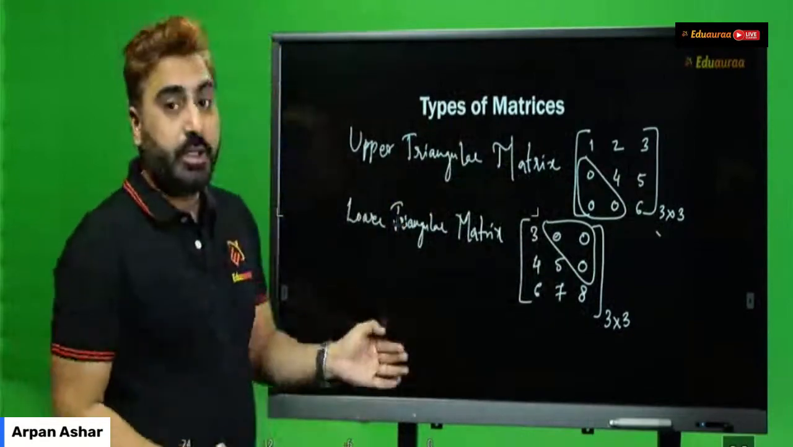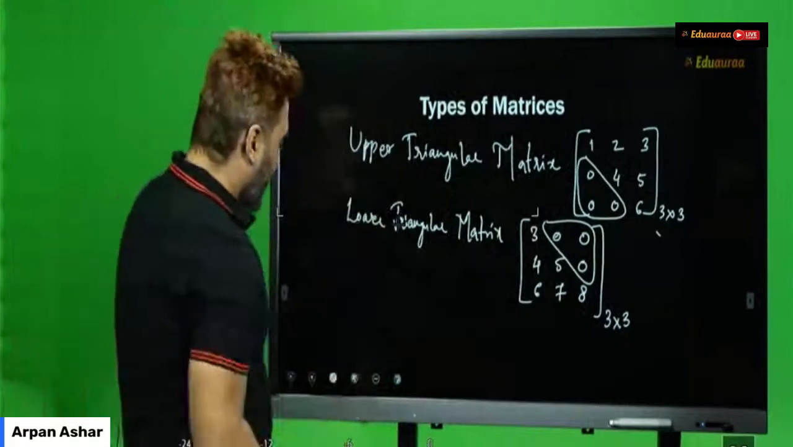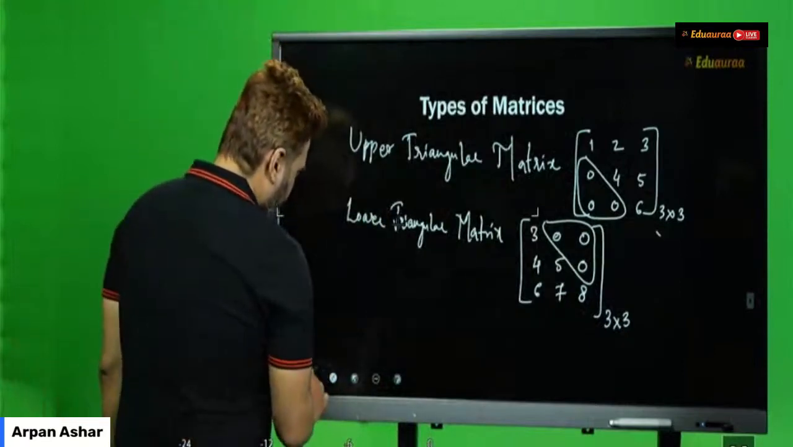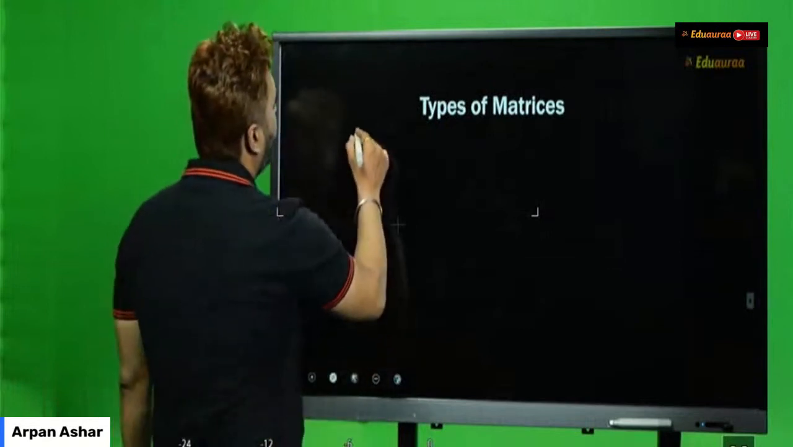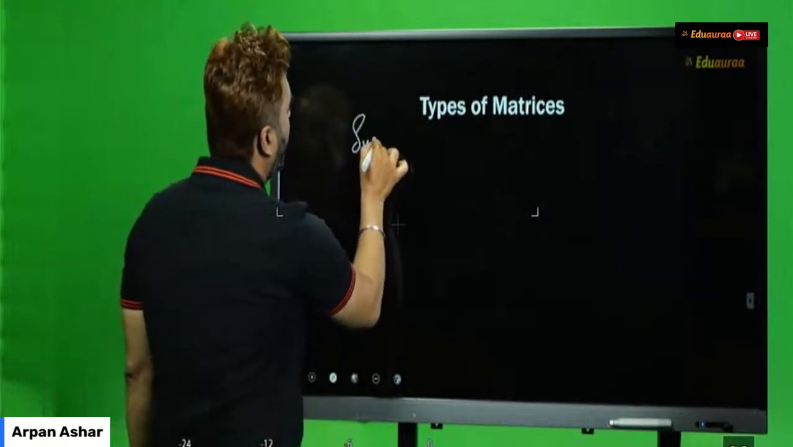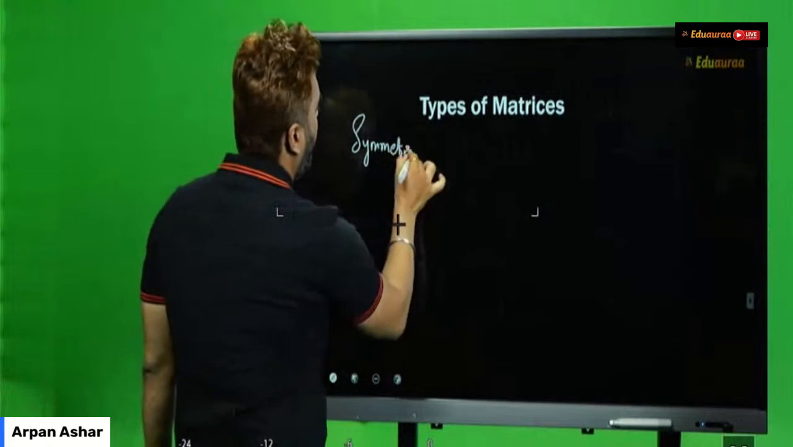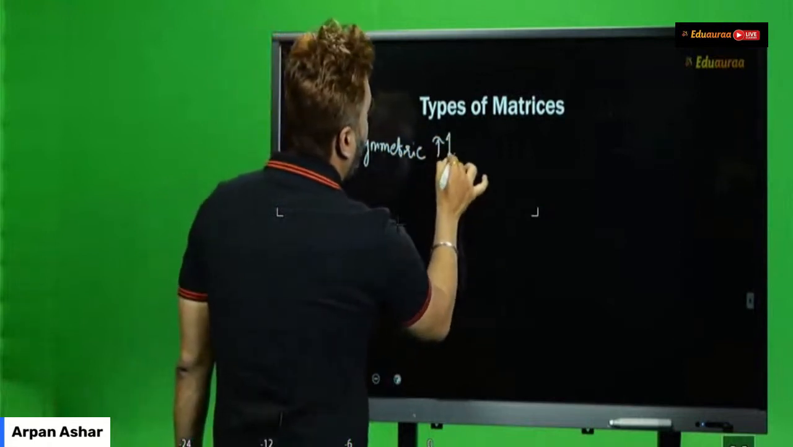So students, after this we have one more type of matrix, and that type of matrix is symmetric matrix.